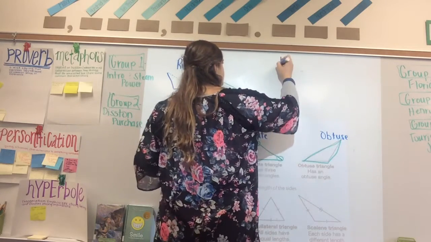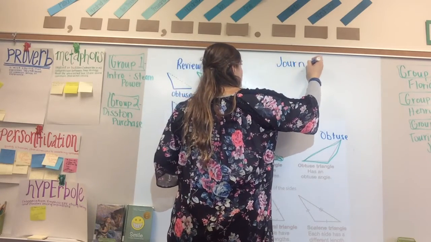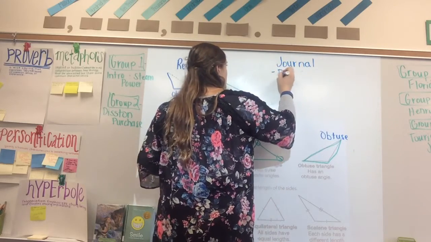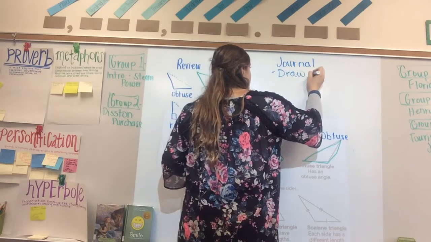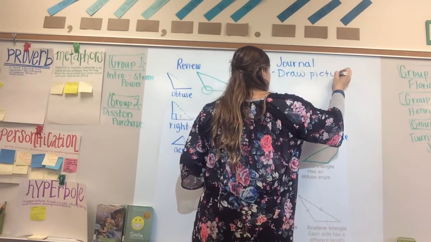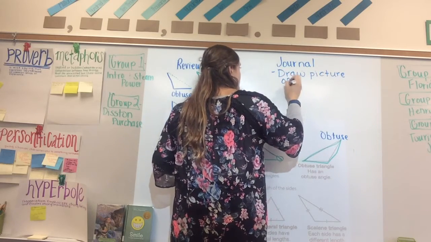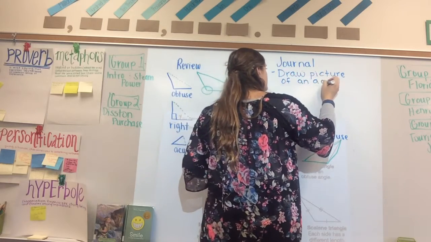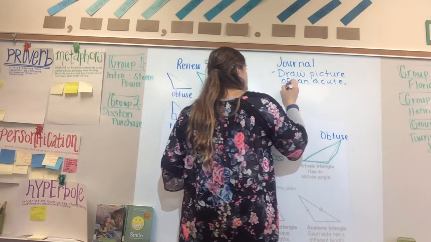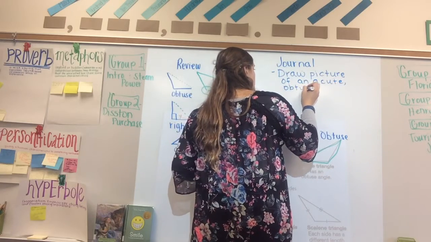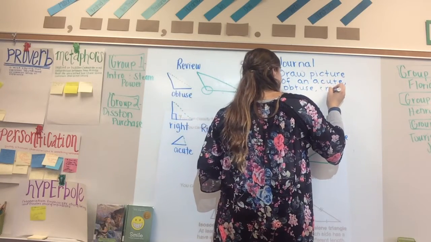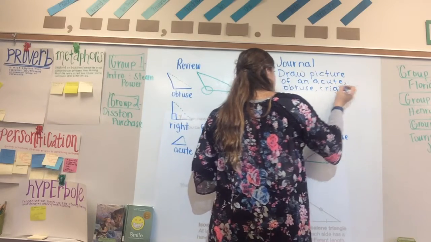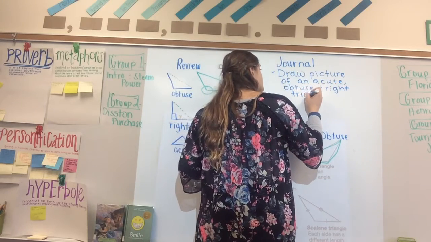In your journals tonight, I want you to draw a picture of each. So you're going to draw a picture of an acute triangle, obtuse, and right triangle. Now don't shut off your computers yet.